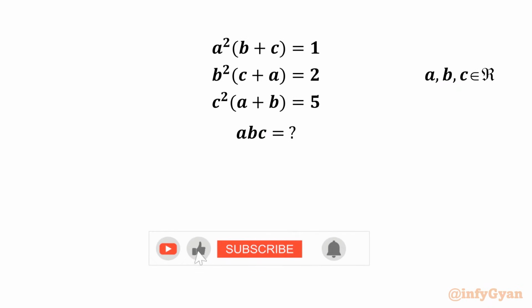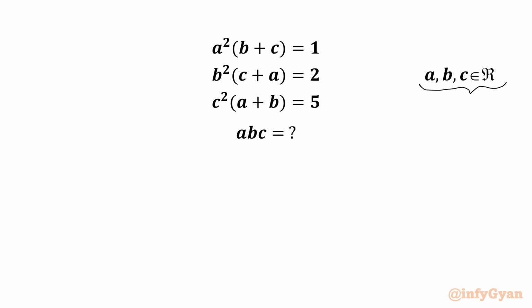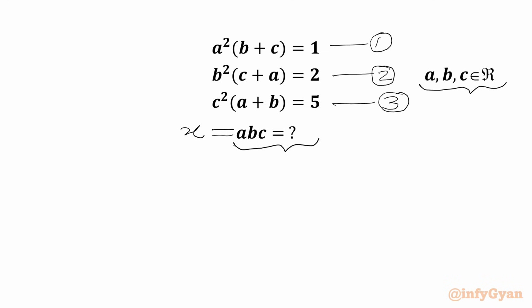Today in this video we are going to solve one very interesting question from system of equations for the real values of a, b and c. Here we have to evaluate the expression abc. So let's get started by considering the required expression is x. This would be equation 1. Here we will consider equation 2 and this we will call equation 3. So let me write here, let's say x equal to abc.